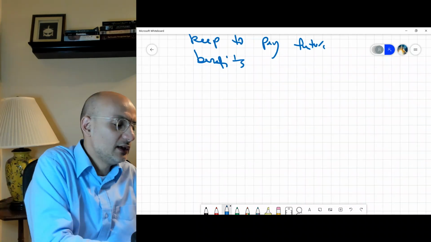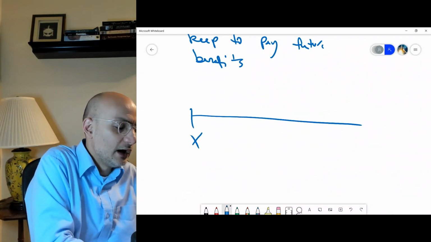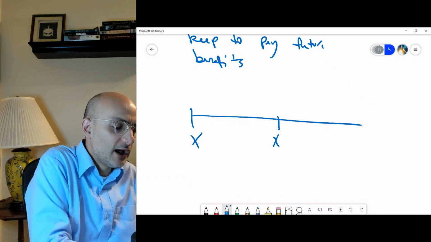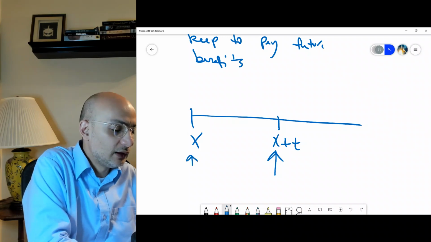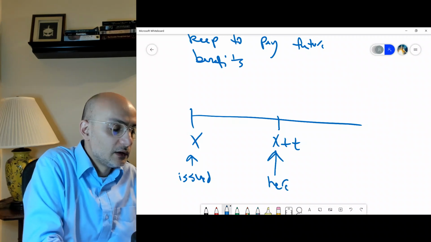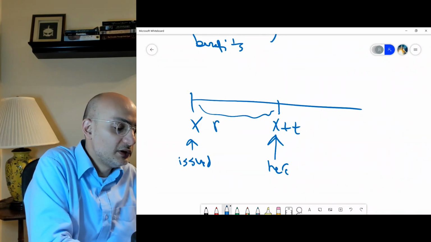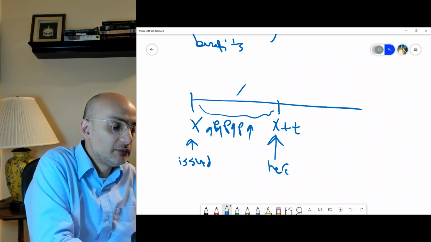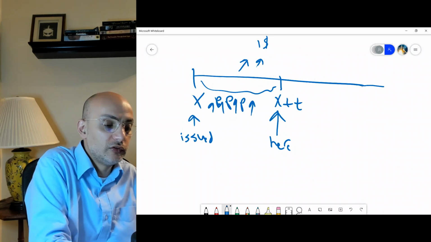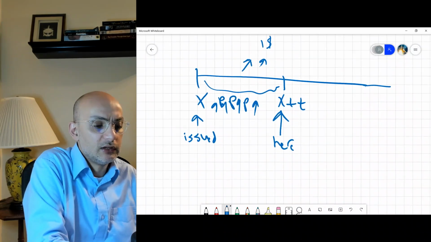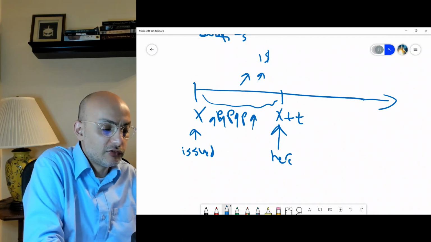The basic idea here is that this is X. You issued the insurance here, but now the time becomes X plus t, and we are here now. So you already collected lots of P's, and probably a few people died and you gave benefit at death. But you still have obligation for the future. If you have a large cohort, how much do you need to keep?